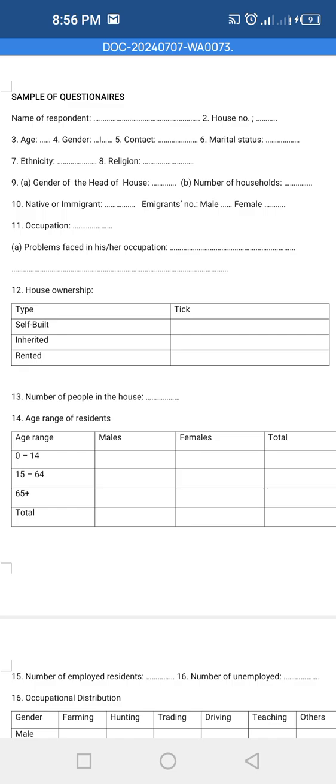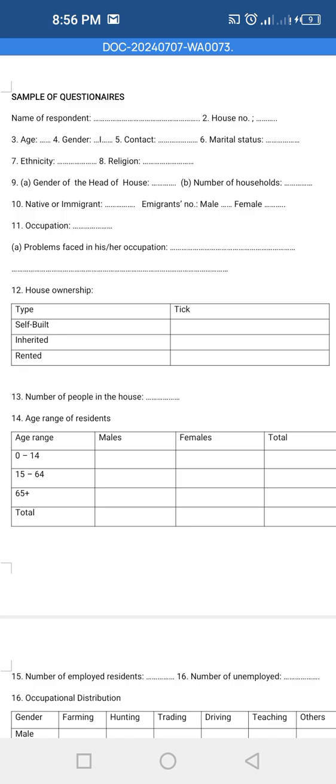The house already has a number. During the general national population census, each house was given a house number. So you ask for that house number and write it down. You ask for the age of the person, you write his gender, you get the person's contact, the person's marital status, whether the person is married or not. Ethnicity, which tribe the person is from, and his religion, whether Islam, Christian, traditionalist, or whatever it is.